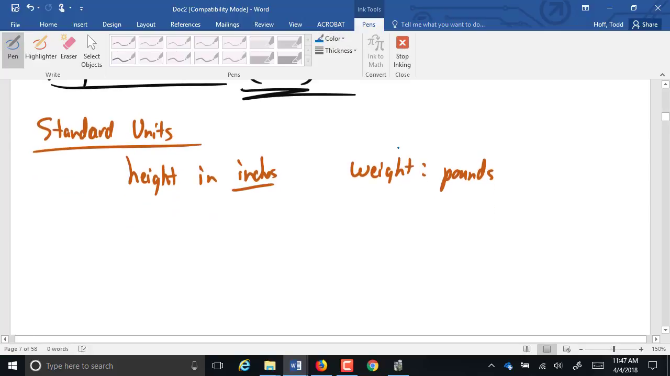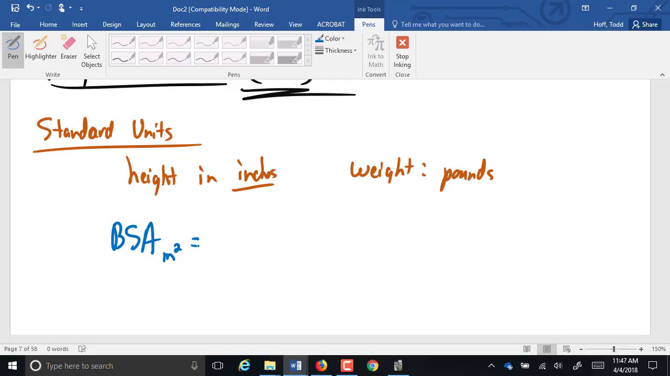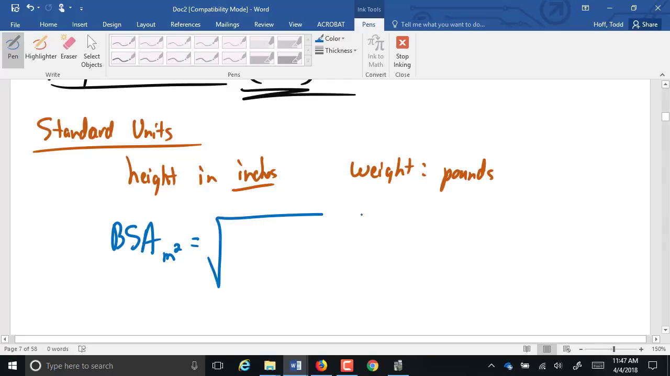Our formula for body surface area is in meters squared. We're always going to find the body surface area in meters squared because our medications are going to be given as per meter squared. With those standard units, body surface area in meters squared is the square root of the height times the weight divided by 3,131.